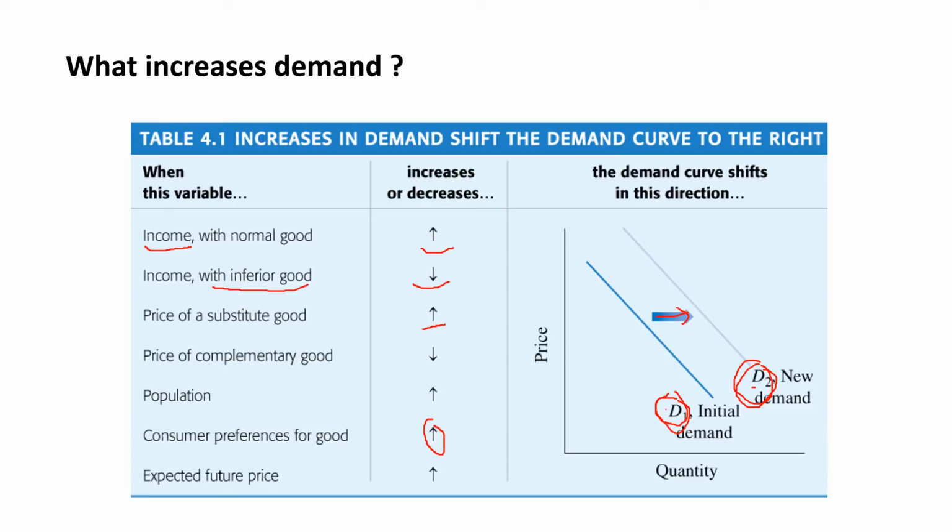Again, if you expect future prices to increase, what will happen? The demand for the product right now will increase because consumers are trying to protect themselves from the increases in prices. You are trying to avoid high prices by buying the product right now. So this will cause the demand curve to move to the right.